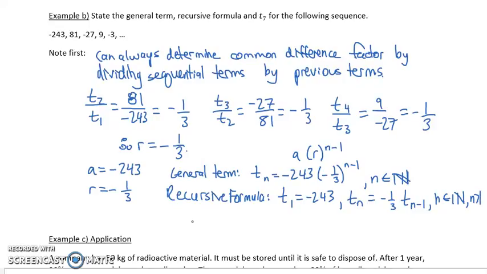And so if it's asking us now to find T7, well, I'm going to find it using the general term if I have it, because that's direct. And so I'm going to substitute 7 in for n. So my exponent becomes 6. Negative 243 times negative 1/3 to the exponent of 6. And that gives me negative 1/3.